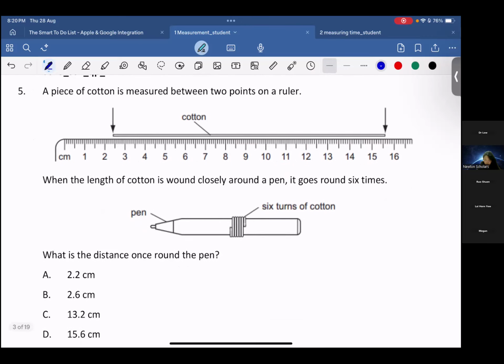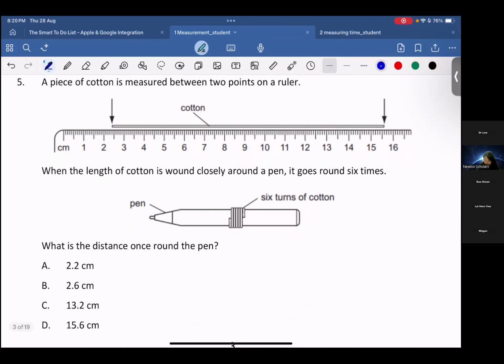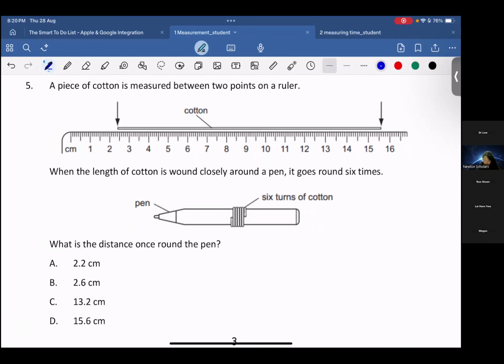Boys and girls, let's go to question number 5. This is a 2004 past year question. A piece of cotton between 2 points on a ruler. What is the length? When the length of the cotton is wound closely around a pen, it goes round 6 times. What is the distance once round the pen?